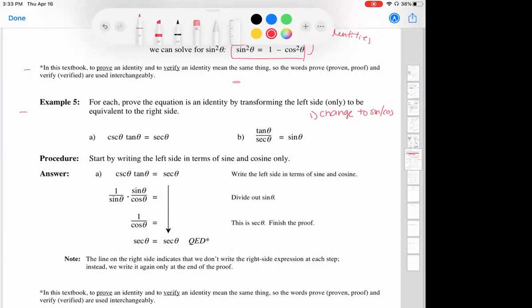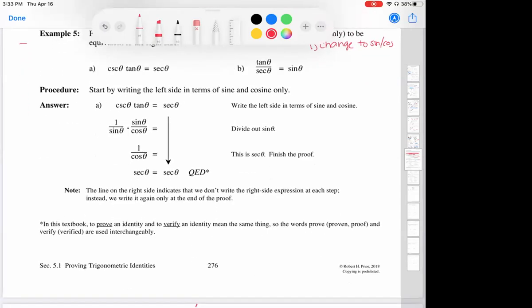That's the best advice there is, aside from trying it. I know this can be intimidating at first, so you have to just give it a try and see if it gives you the answer you want. It's telling us to work with the left-hand side first. I want to show that this can be secant. Let's rewrite it. 1 over cosecant is sine, tangent is sine over cosine. My sines divide to make 1. I'm left with 1 over cosine, and cosine is the same as secant. Now I have to write it as secant is equal to secant.